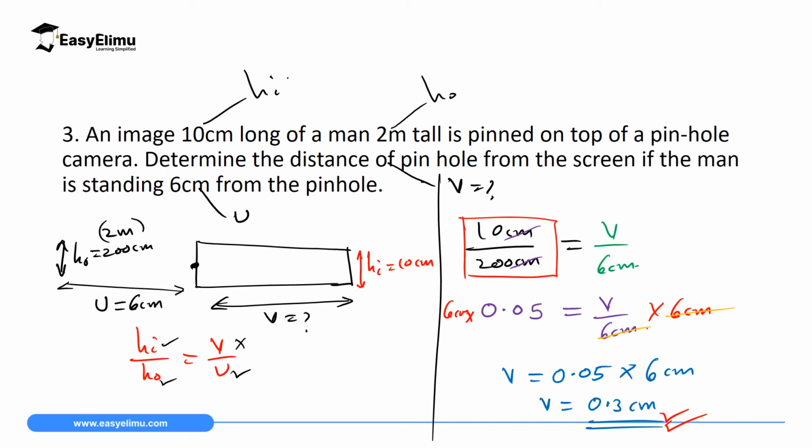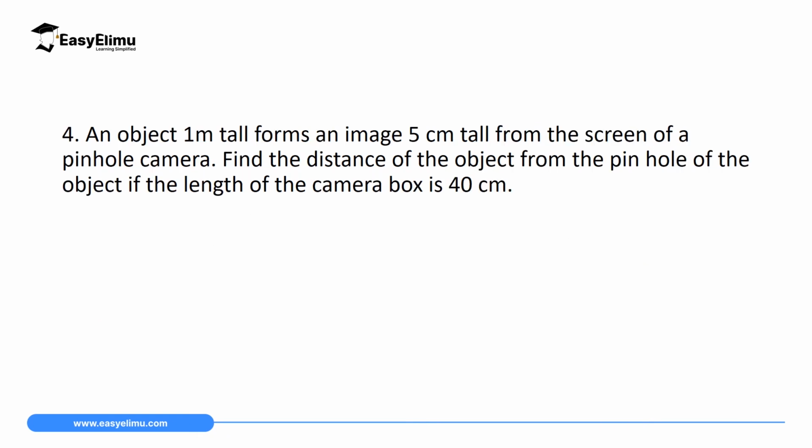So what you do, you first sketch the diagram of the pinhole camera, then you identify what you have. Like in this case, we have identified HI, we have identified HO, we have identified U, then we have identified what you don't have. Then when you substitute, you solve it like that, and you get your V as 0.3. Then this one, I will leave it for you as an assignment. This is your assignment. You do it.